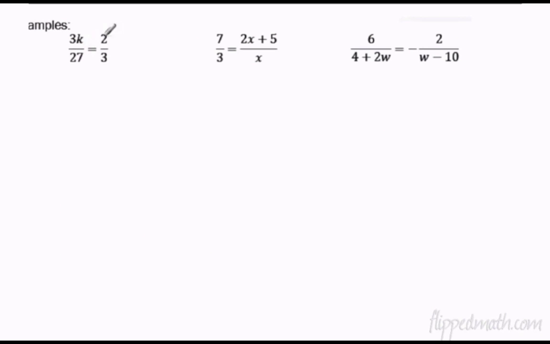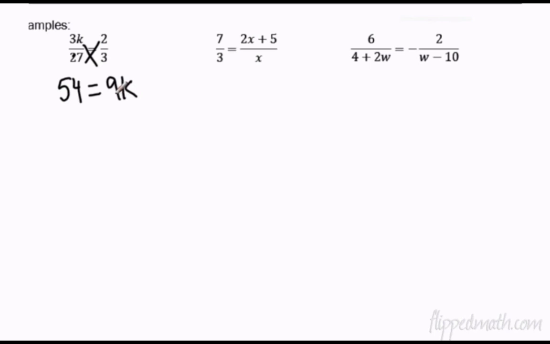Instead of writing your cross products on top of each other, we're just going to write them next to each other. We're going to cross multiply. And what do we get here? So 2 times 27, that's equal to 54. That's going to be equal to 3k times 3. You can multiply the 3 and 3 and get a 9, so we get 9k.